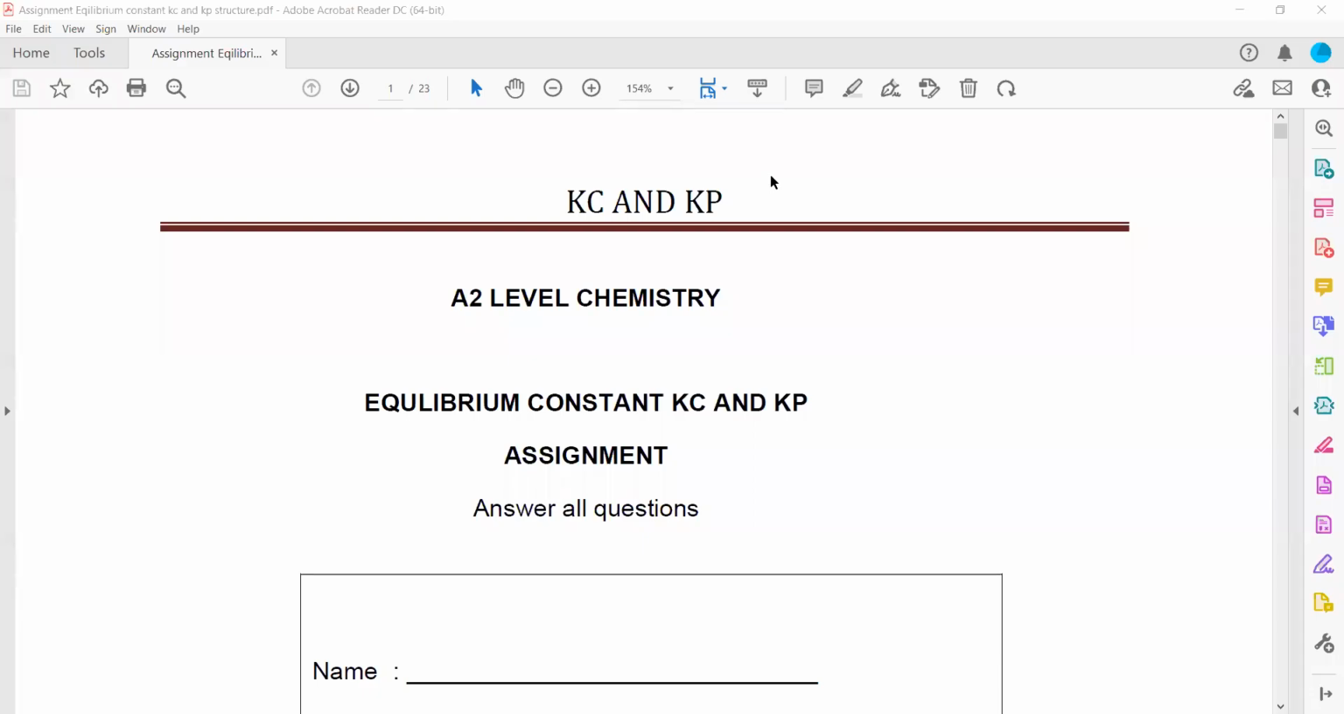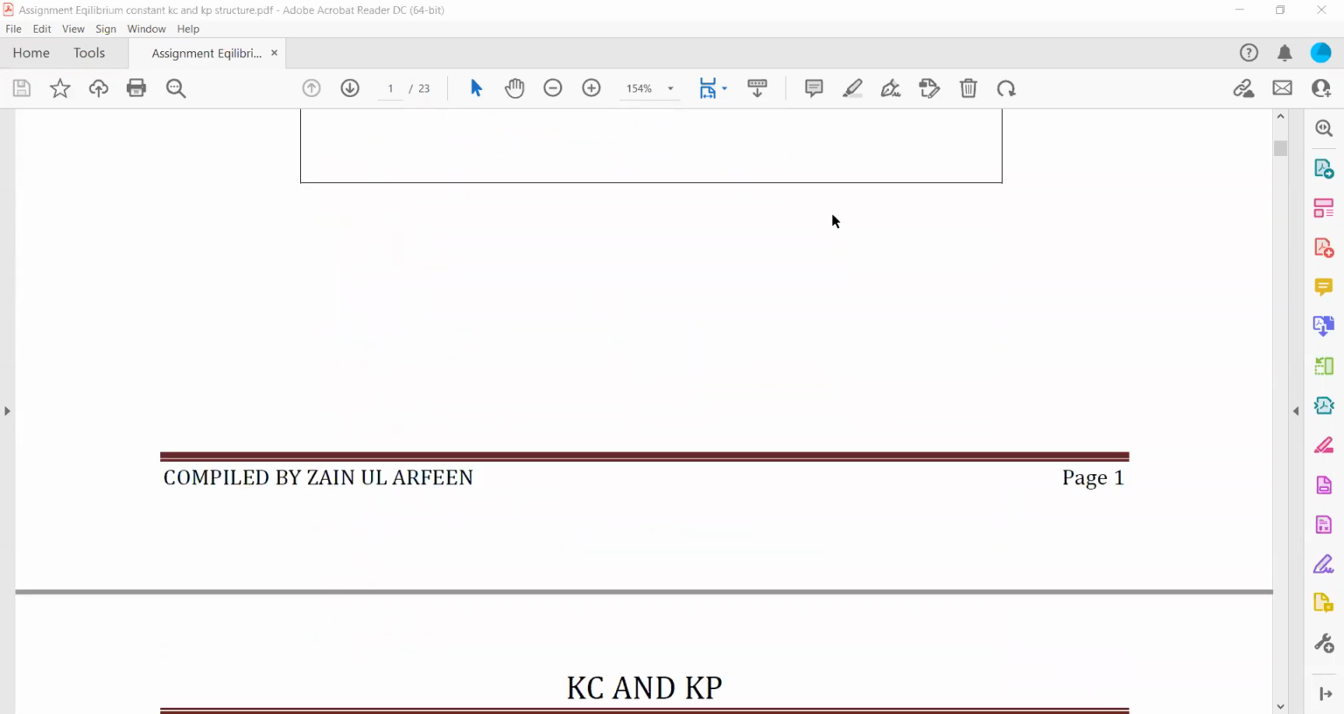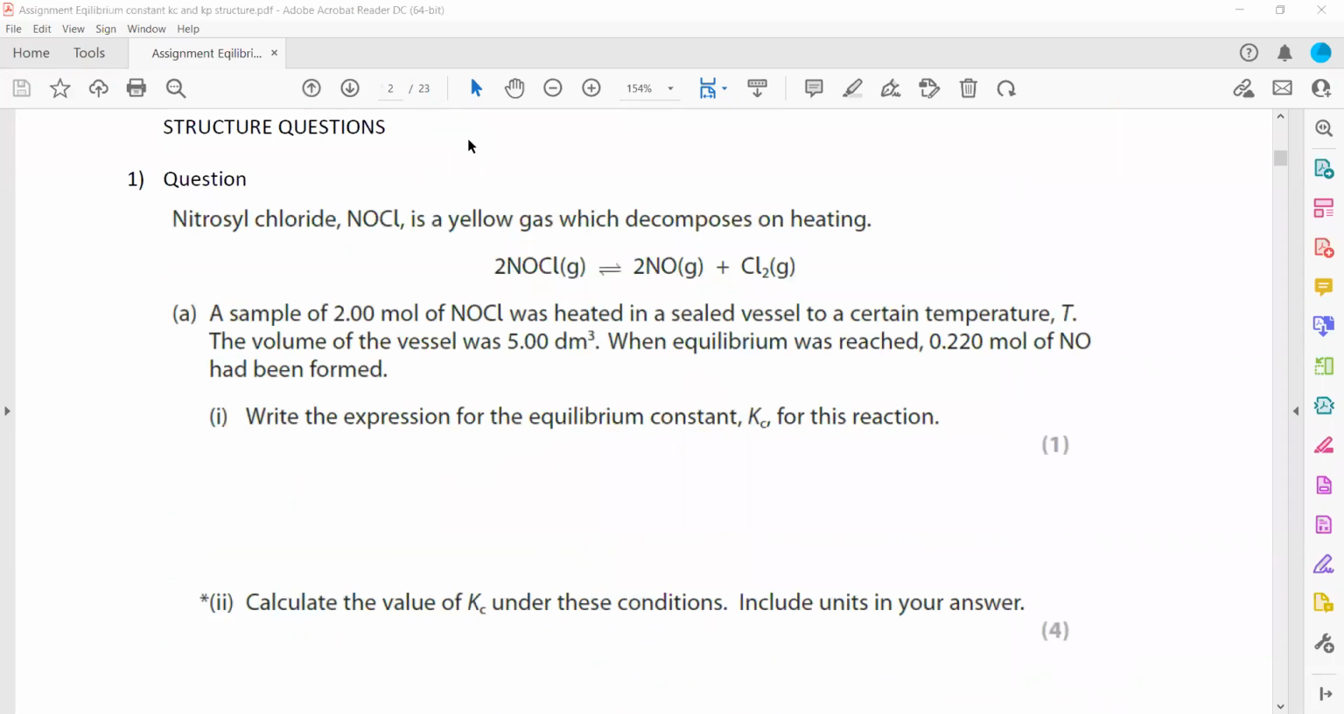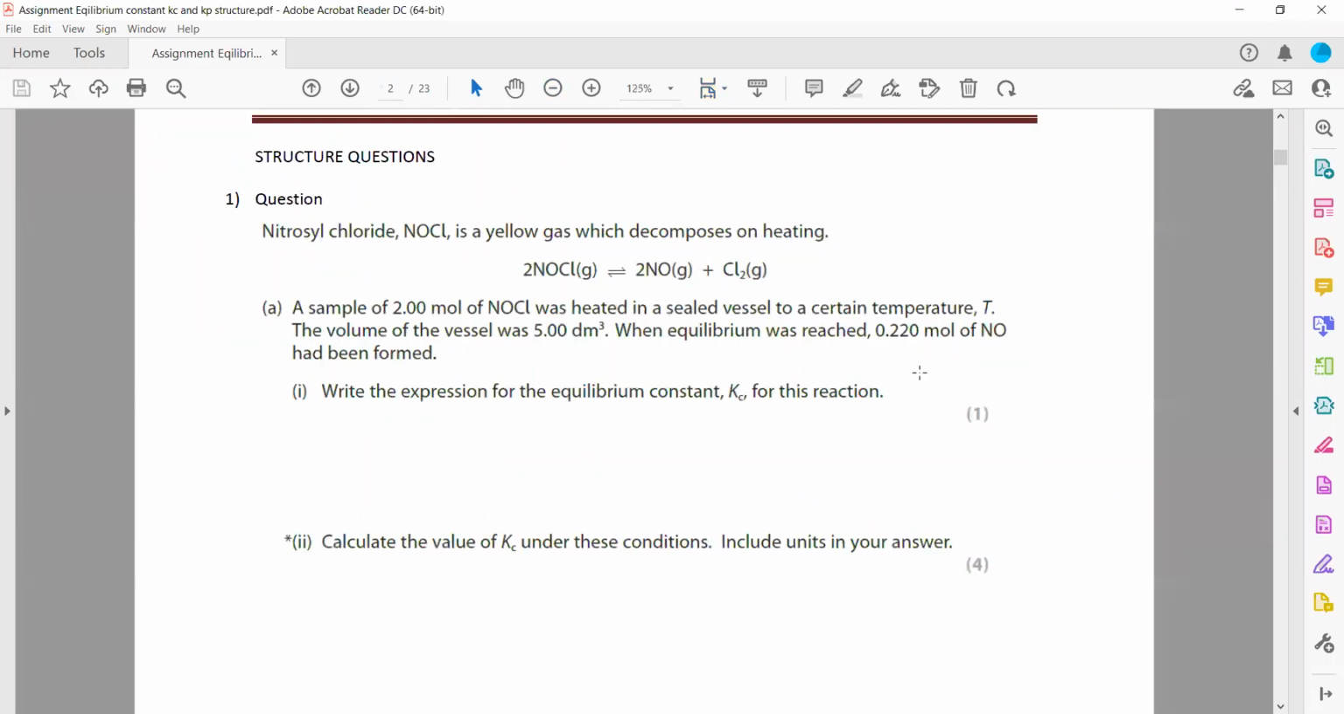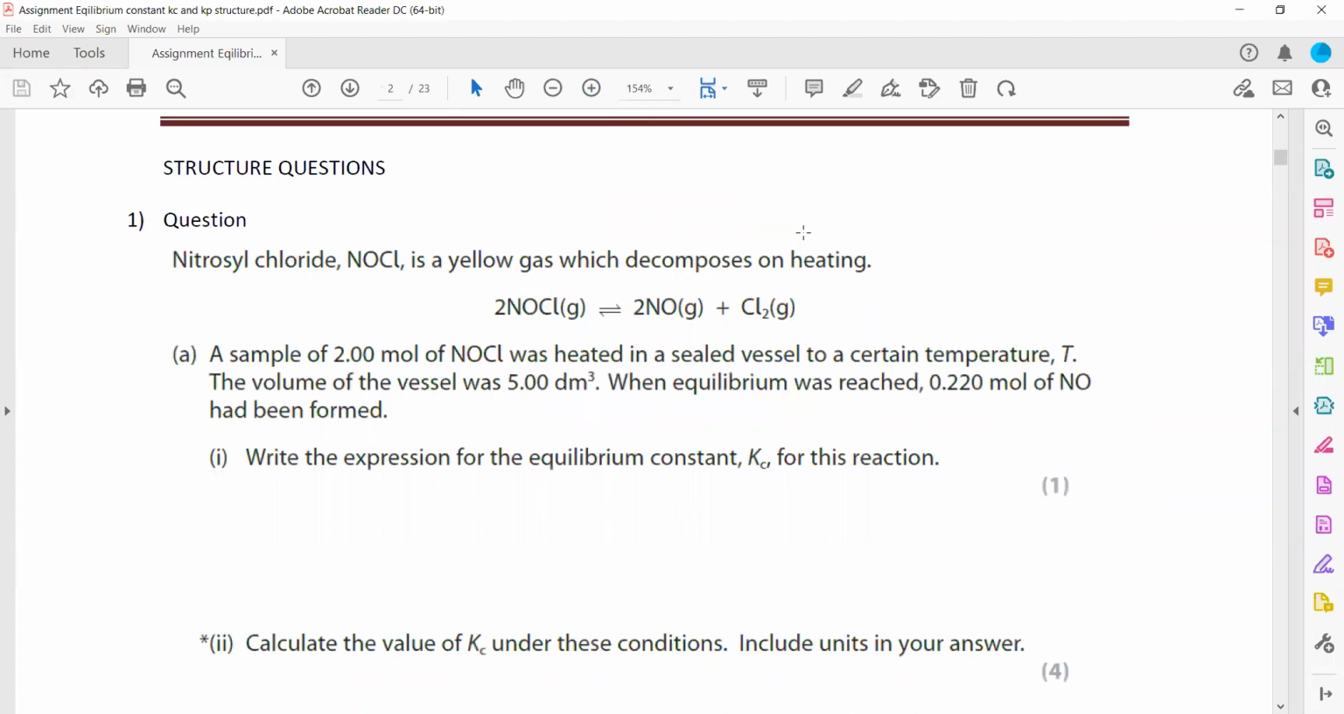So this assignment is related to equilibrium constant Kc and Kp. The structure questions related to the topic. So in the first part, we have nitrosyl chloride, which is a yellow gas that can decompose to form nitrogen monoxide and a chlorine gas.